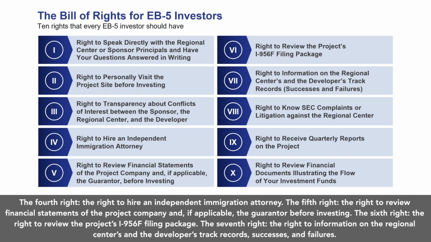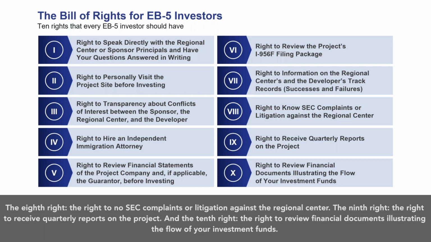The sixth right, the right to review the project's I-956F filing package. The seventh right, the right to information on the regional centers and the developer's track records, successes, and failures. The eighth right, the right to know SEC complaints or litigation against the regional center. The ninth right, the right to receive quarterly reports on the project. And the 10th right, the right to review financial documents illustrating the flow of your investment funds.